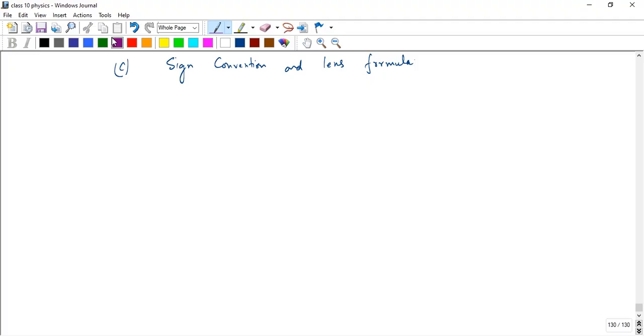So what is a sign convention actually? First, the sign convention says that we use a Cartesian coordinate system. So that is the origin point. The origin point represents 0, 0, and that is plus x, that is minus x, plus y, that is minus y.